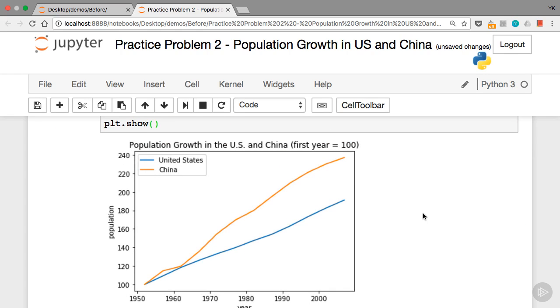And let's add a title, a legend, X and Y labels as well. From this graph, you can see that the population grew in the US and China at about the same rate up until the early 1960s, but after that, the population in China grew much faster than in the US, relatively speaking. This is the end of the module, and in the next module, we're going to examine scatter plots.